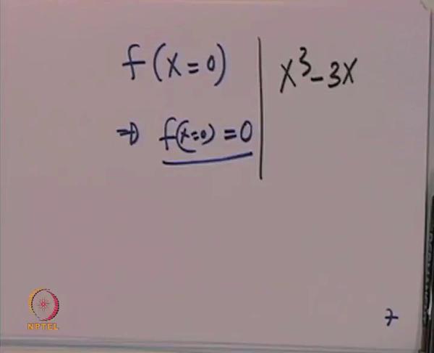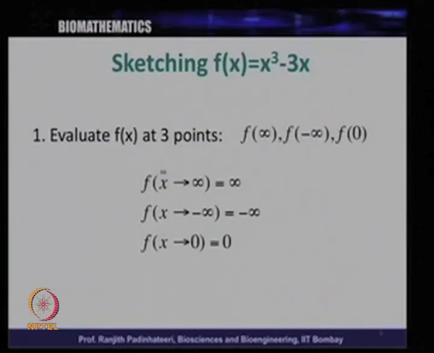So, what we saw now is that at 3 points, at plus infinity the function is infinity, at minus infinity the function is minus infinity, and at x equal to 0 the function is 0. This is the summary. For extreme values of x, infinity and minus infinity, the function goes to infinity and minus infinity, and at x equal to 0 it is 0. So, we know these 3 values.